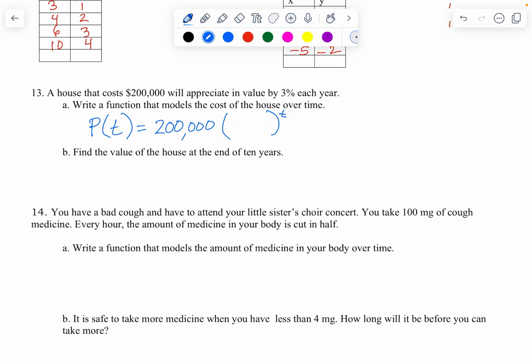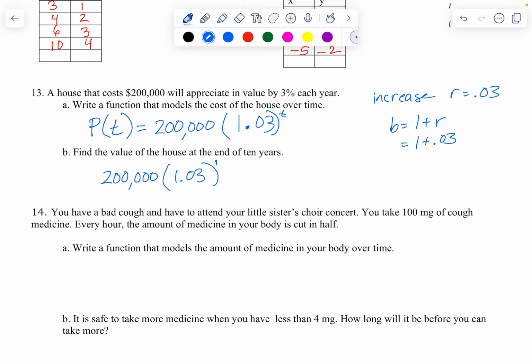It's appreciating, that means the value is going to increase, and my r value is equal to 0.03. To find my b value, my growth factor, I have to do 1 plus my r value, which is 1 plus 0.03, and so this becomes 1.03. That's the growth factor. Find the value of the house at the end of 10 years. So this is 200,000 times 1.03 to the 10.